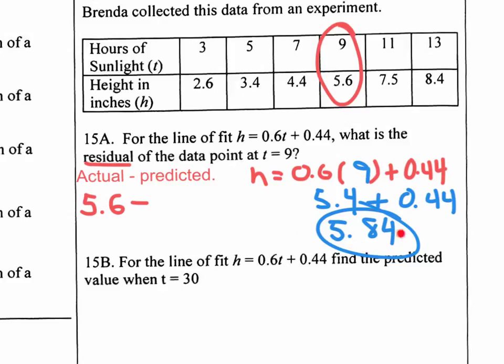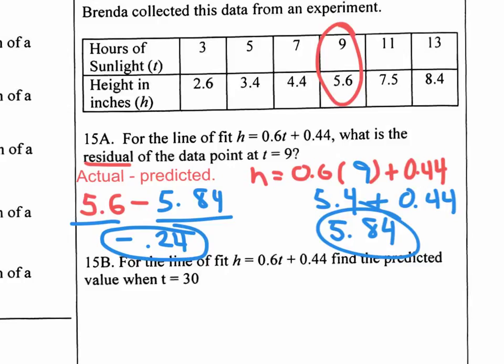So I'm going to actually write this over here into the predicted spot, which is 5.84. So we really have 5.6 take away 5.84. You could use a calculator. I'm going to think of money. If I had $5.60 and I owed somebody $5.84, I would still owe them 24 cents. But bottom line is your residual is negative 0.24. That's the answer for 15A.